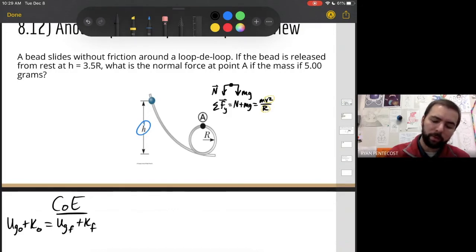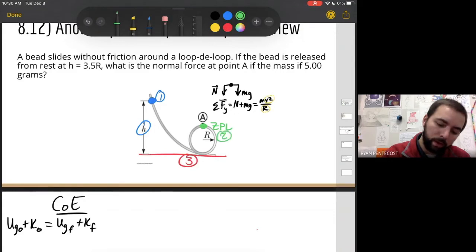What should we set for our ZPL? Well, you actually have several options. Option 1 is right there at the initial point. This is option 1 for your ZPL. Option 2, you could set it at point A. That could be your ZPL. And then option 3 would be the ground.